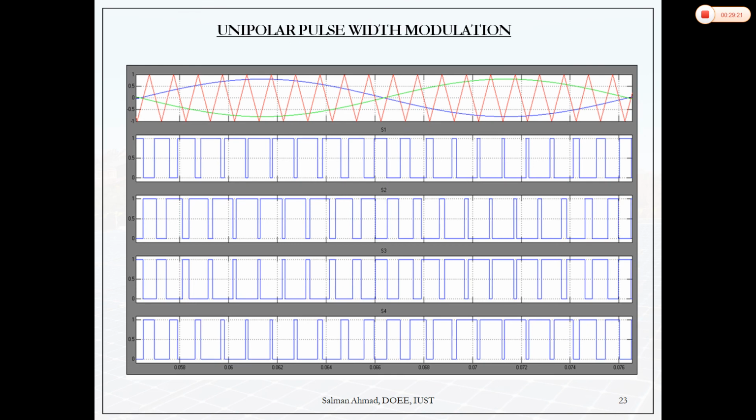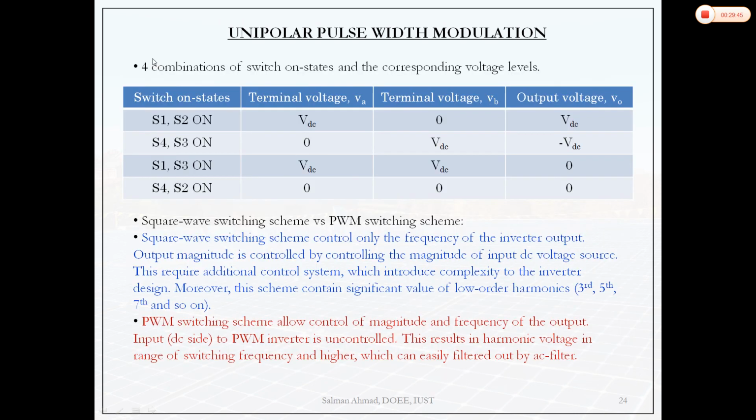So again these are some of the simulated waveforms. This is the reference signal sine omega t, this is minus sine omega t, and we have this carrier which is compared with these, and based on the logic we can generate these output waveforms. These are the gate pulses that are applied to the controllable switches. So based on this logic, we can check what will be the output voltage.